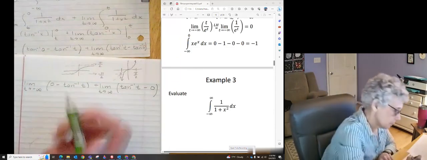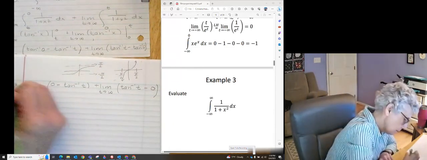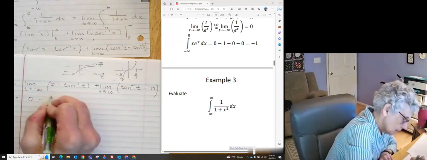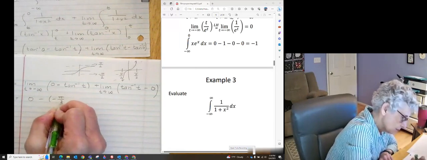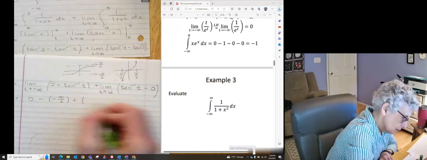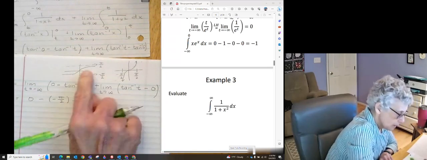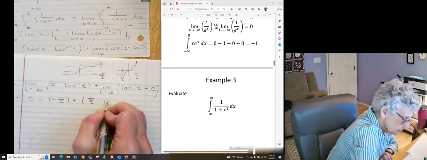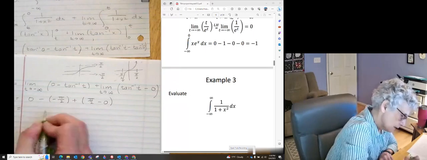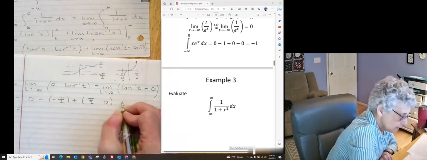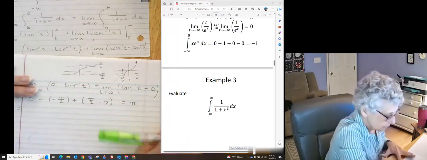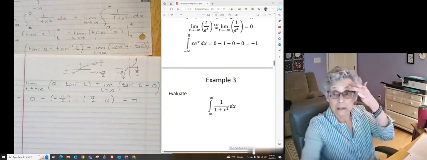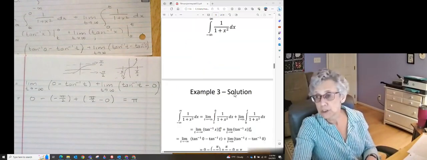So as t approaches negative infinity, we have 0 minus negative pi over 2, plus, as t approaches positive infinity, pi over 2 minus 0. So pi over 2 plus pi over 2, I don't even need a whole other row to write down pi. Easy enough. That one converges to pi.